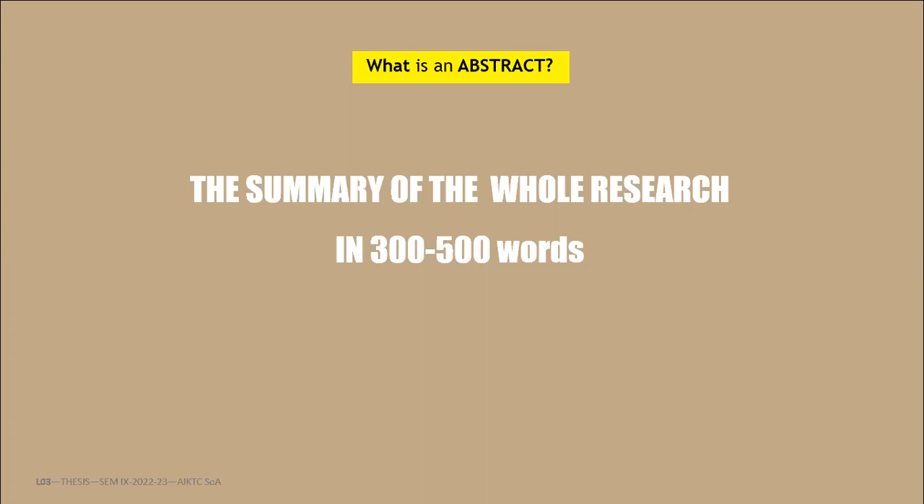What is an abstract? It is basically the summary of the whole research in 300 to 500 words. Normally, while doing research, the abstract is formulated at the end or at a later stage of the research. But in writing, we generally have the abstract as the first introductory thing, which summarizes our whole research.